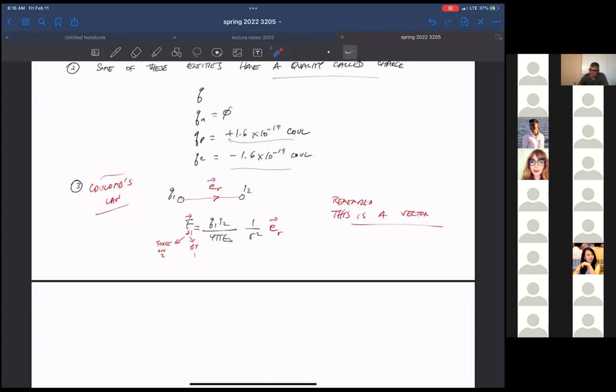No, I guess in this case, if we assume this is a positive charge and this is a positive charge, then there's a force pushing Q2 away from Q1. So that's why I had the arrow pointing that way. If Q2 was a negative charge, I guess the arrow would point in the direction of Q1. Is that what you're asking?